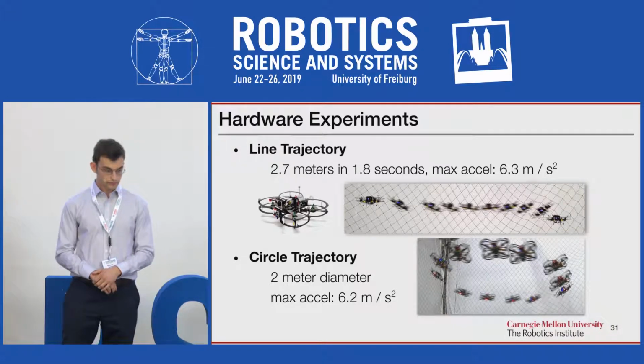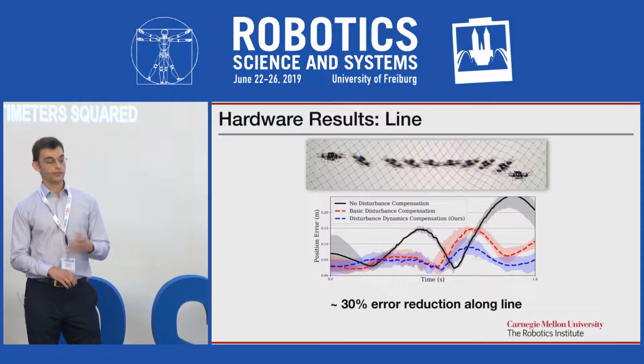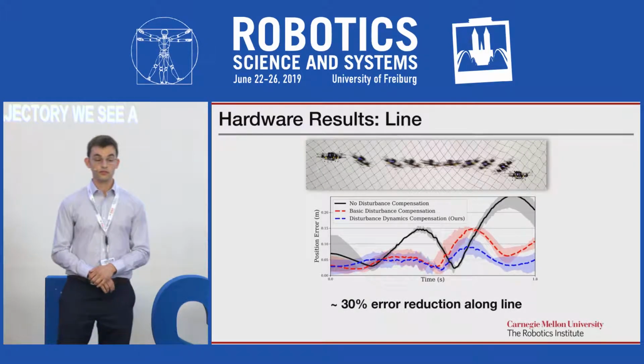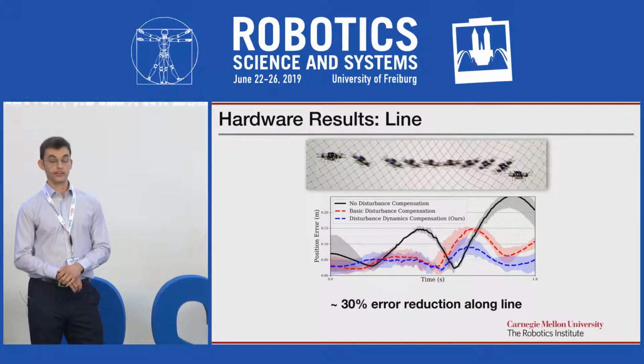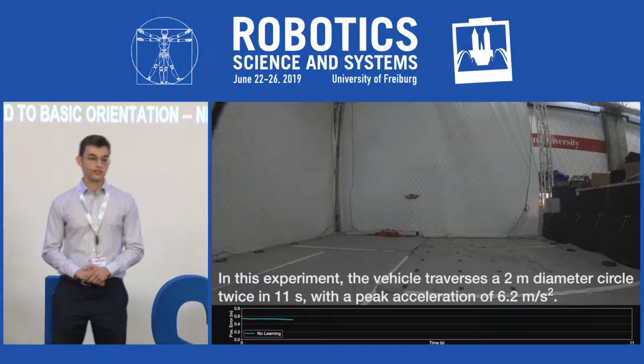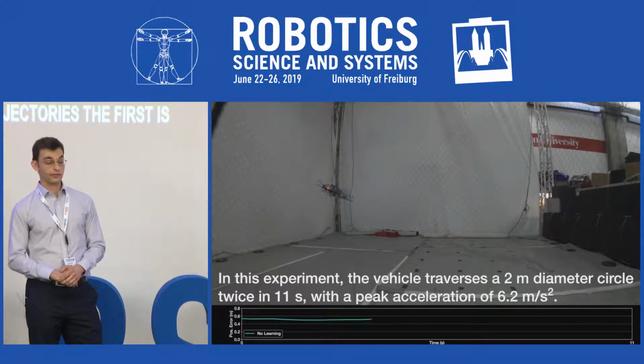limits. For the line trajectory, we see a 30% average improvement in tracking error using our approach, which fully inverts the learned model when compared to basic compensation, which only corrects the orientation. Next, you're going to see 3 circle trajectories. The first circle trajectory is used for training data to compute the acceleration model.